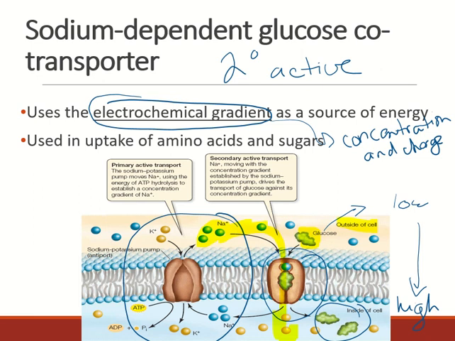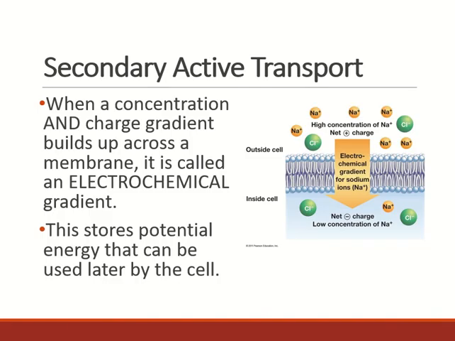So glucose doesn't necessarily use the energy directly, but it cannot move through the secondary active pump without the energy being used in the primary active pump. So they coincide together. They need each other to function. So you have to have that electrochemical gradient. You're getting the concentration plus the charge that allows it to pull that glucose molecule together.